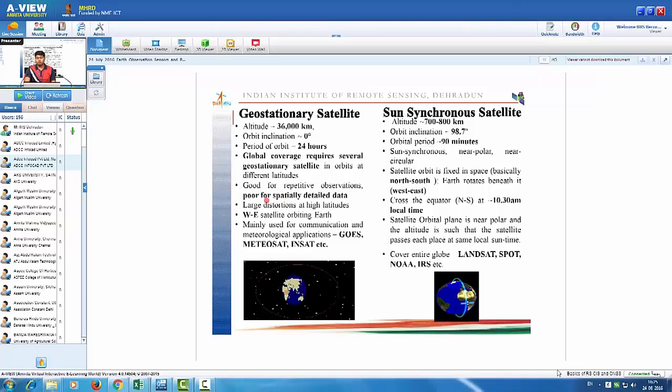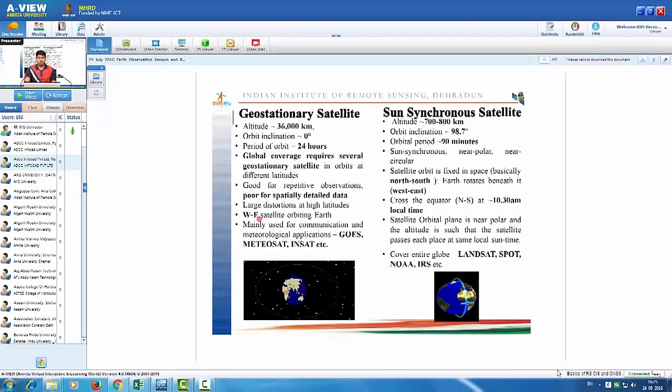So this is good for repetitive observation of spatially detailed data. Why? As I told to you, altitude is one of the important factors affecting the spatial resolution. And here I have written large distortions at high altitudes. Why have I written that? Because you know that Earth is not flat. So at higher latitudes Earth is curved. In this particular portion we are not getting any distortions, but where Earth is curved we are getting some distortions. So that's why we are getting distortions at higher latitudes with geostationary satellite images.